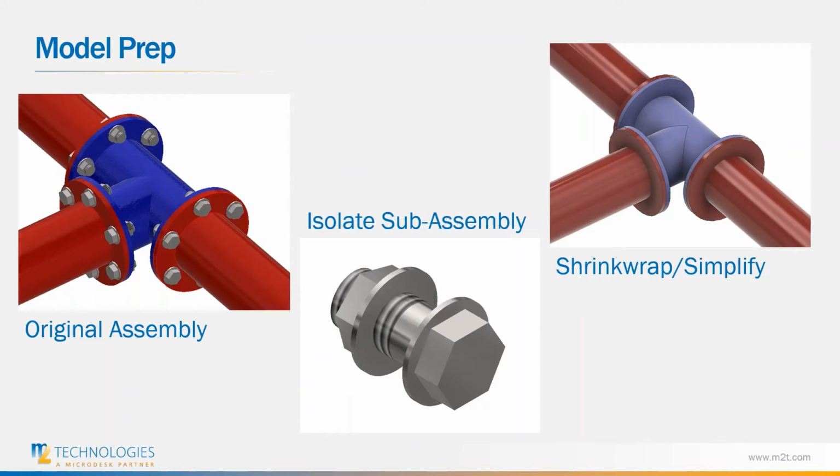Here we have a few examples of how to prepare our models. We have our original assembly of a pipe configuration bolted together. If we're looking at the forces in the bolts when they're in tension or even shear, we actually can pull a single subassembly to represent these forces along all of them. Or if we're looking at compression forces, we can use the shrink wrap or simplify to remove the bolts and bolt holes entirely and just focus on the structural components.